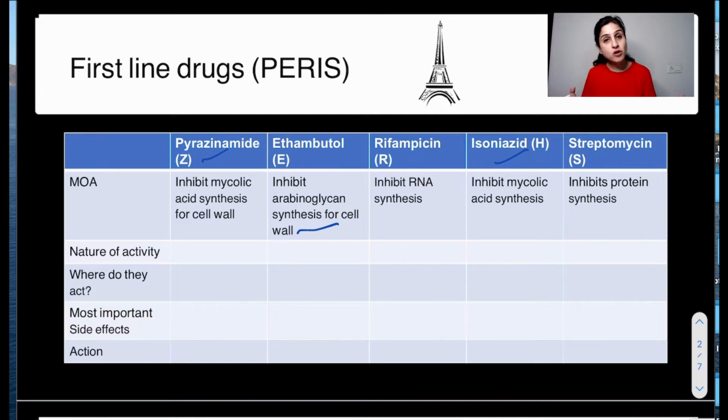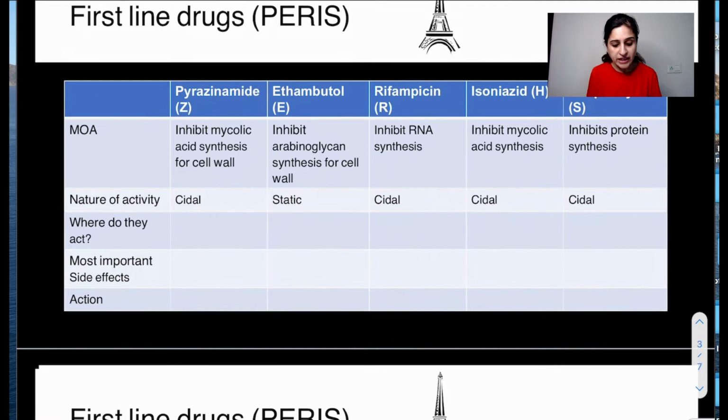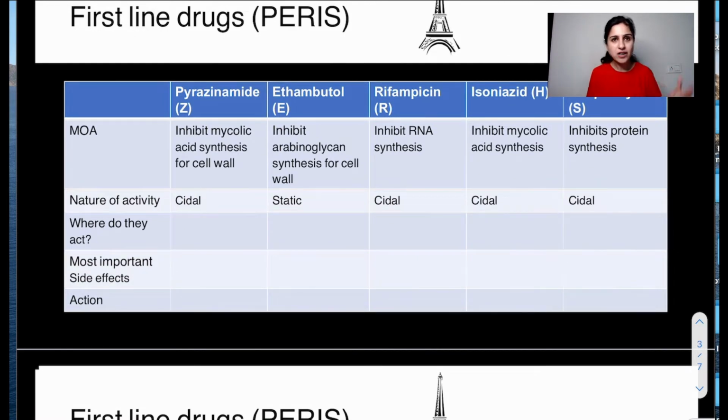And streptomycin, because it belongs to the class of aminoglycosides, we know aminoglycosides inhibit the protein synthesis. So they work by that mechanism. So this is the differentiating feature among all the anti-TB drugs. These are what you should know. Then we come to the nature of activity, whether they are cidal or static.